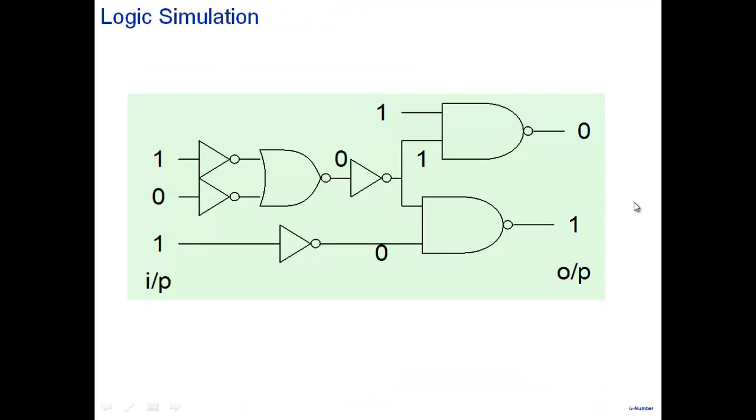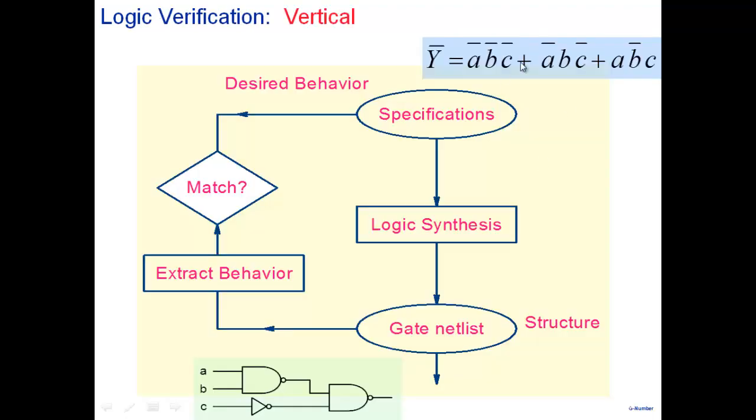I'm doing logic simulation and verifying the results from my gate netlist with the results that I obtained from my Boolean expression. And after doing this, if it matches, then I know that this is a faithful translation of this particular step here. I can now say, well, let me go to the next step here.